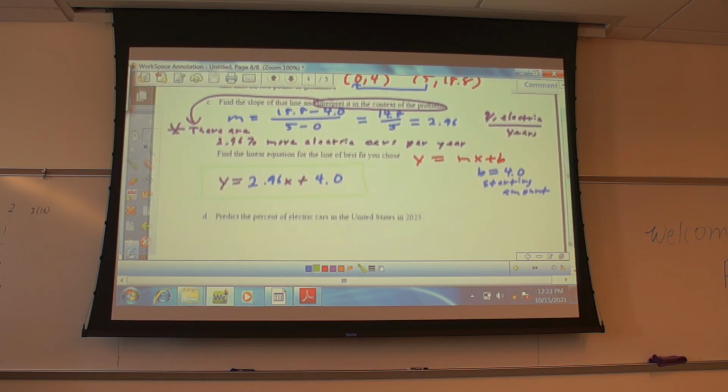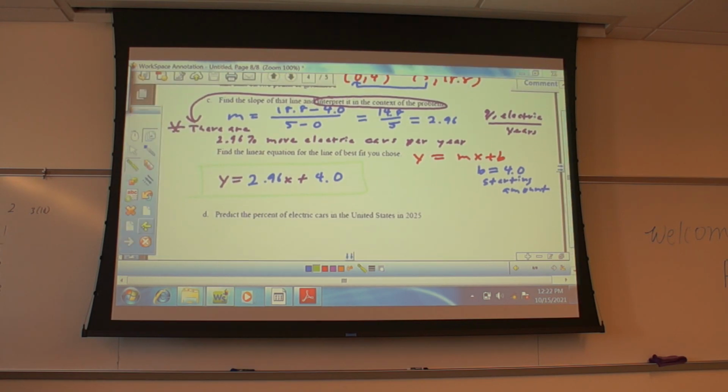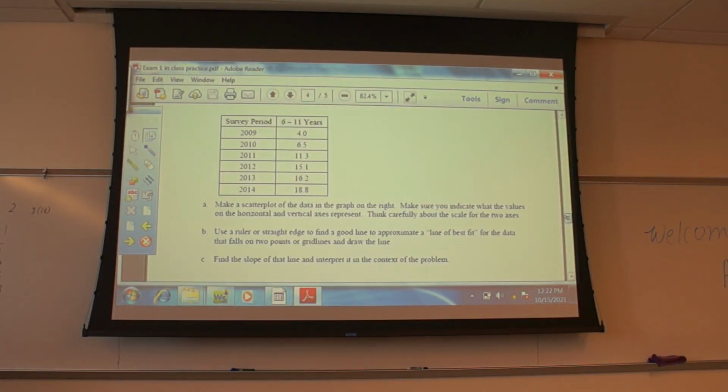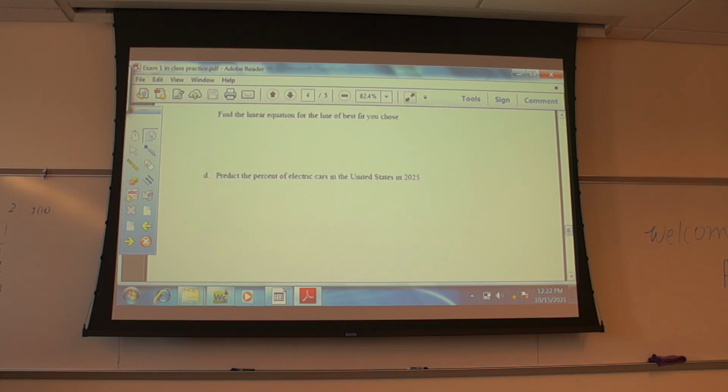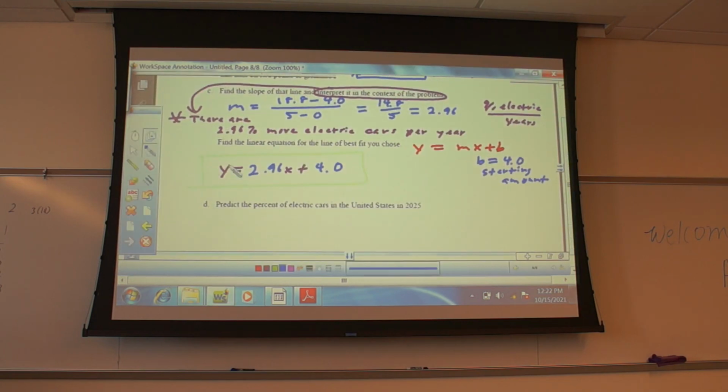And then find the percent electric cars in 2025. So for 2025, if I go back and look, 2025 would be 11 more years past 5, or you can do anything you want. So you can say, okay, 2025 minus 2009 is 16, so that means x is 16.